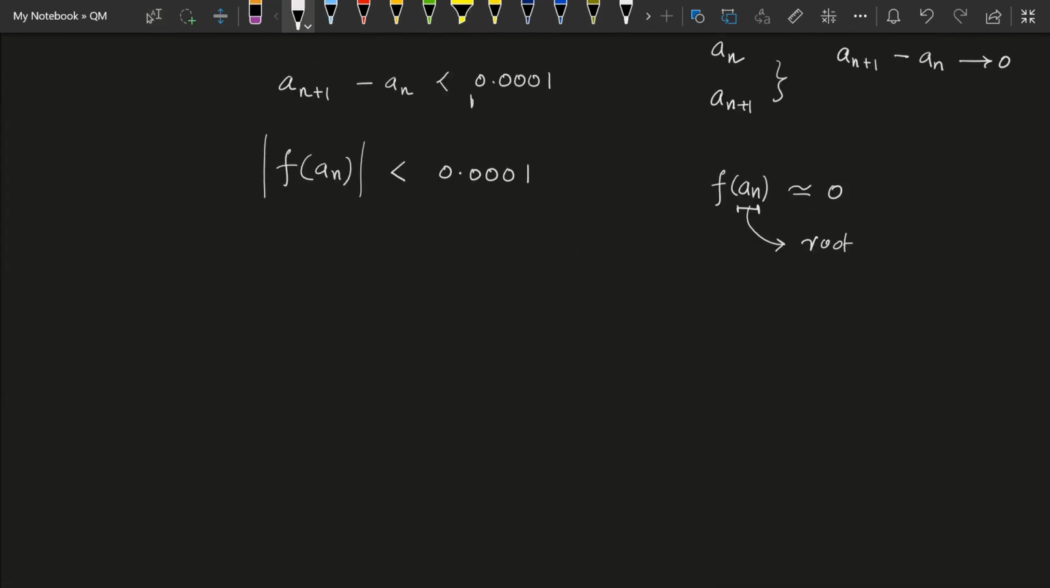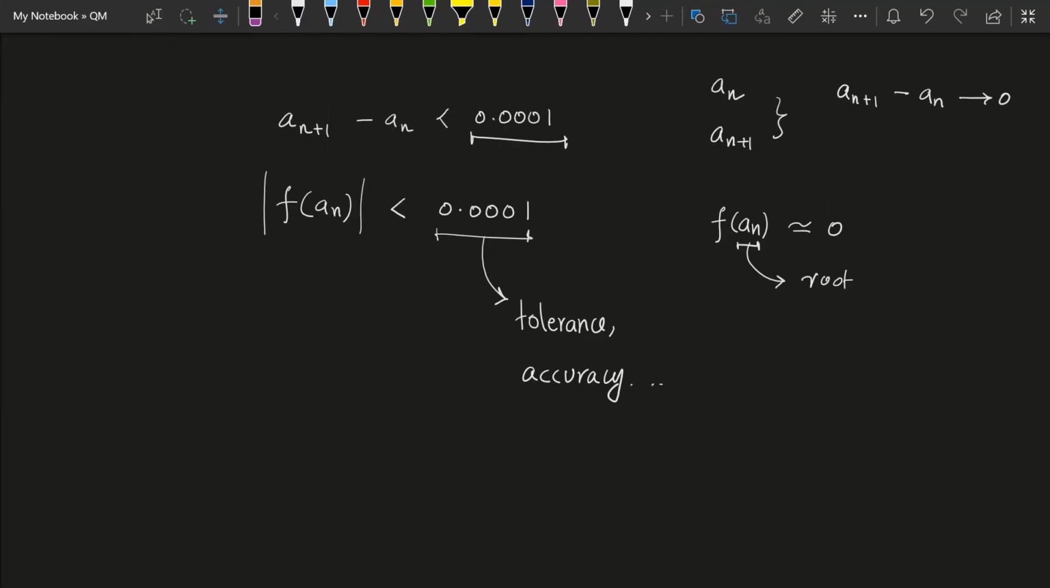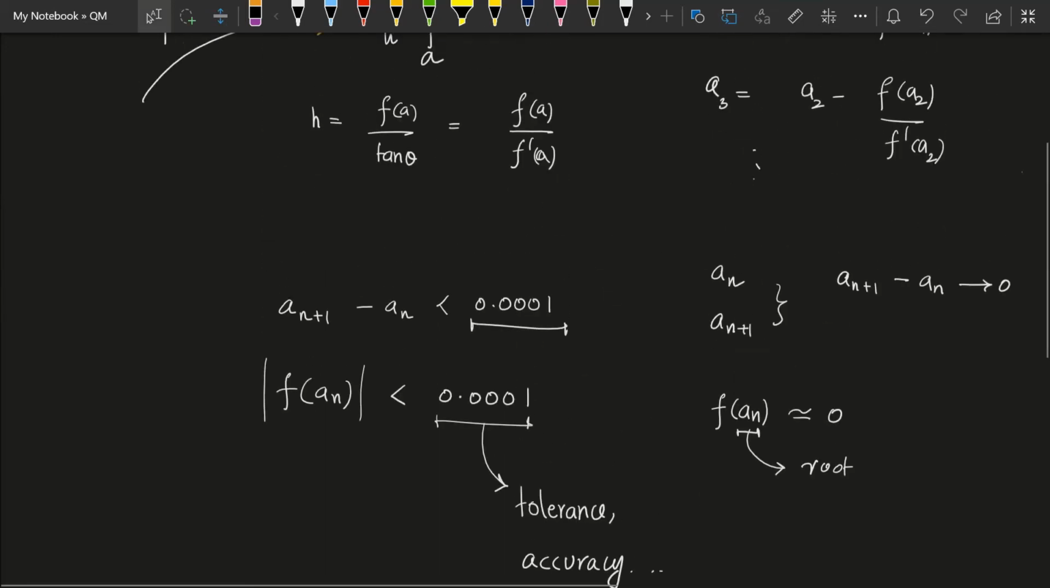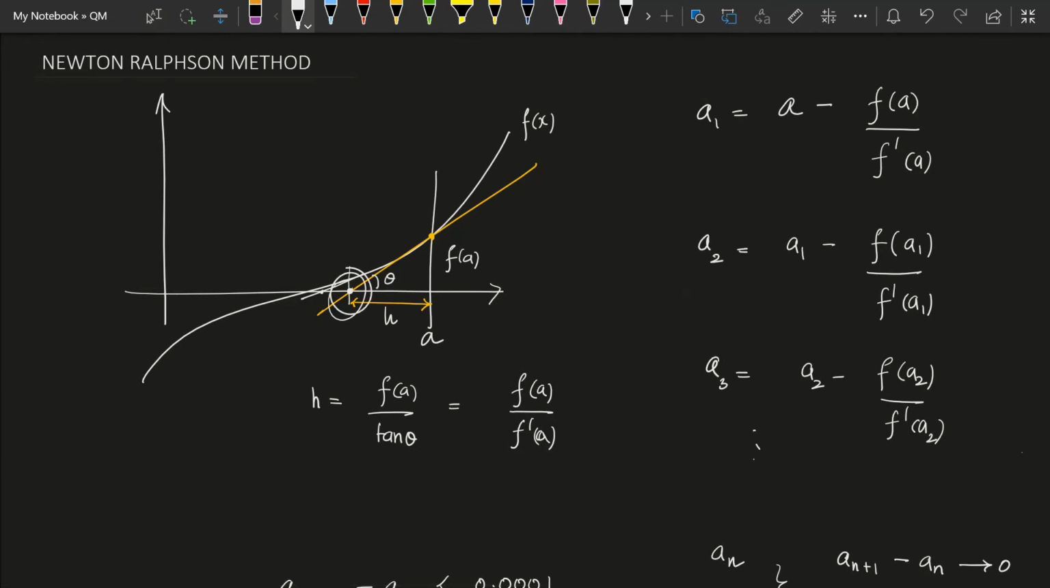So this value has a name. It is actually called the tolerance or accuracy or something like that. And the smaller we make this value, the more accurate our result will be. And another interesting thing: unlike the bisection method where we were continuously making our range half in width, here the value of a which we are getting is already a very close approximation to the root. So this method is going to be a much faster method than our bisection method.